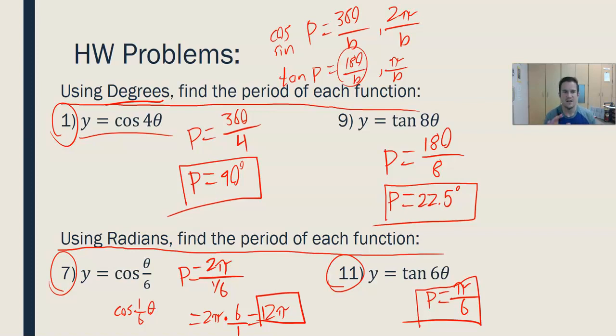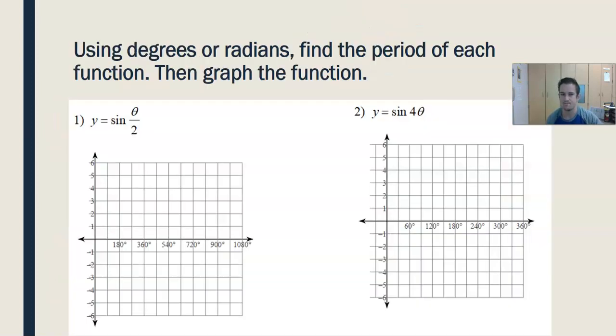Okay, so now we have a little bit of practice with identifying what the period of each of these functions is going to be based on the b value that's multiplied by theta here. So let's practice graphing them. Again, using degrees or radians, find the period of each function, then graph the function. So the period of a sine function in degrees, because we have degrees here, is 360 degrees divided by b, or in this case, b is 1/2. So 360 divided by 1/2 is the same as 360 degrees multiplied by 2 over 1.